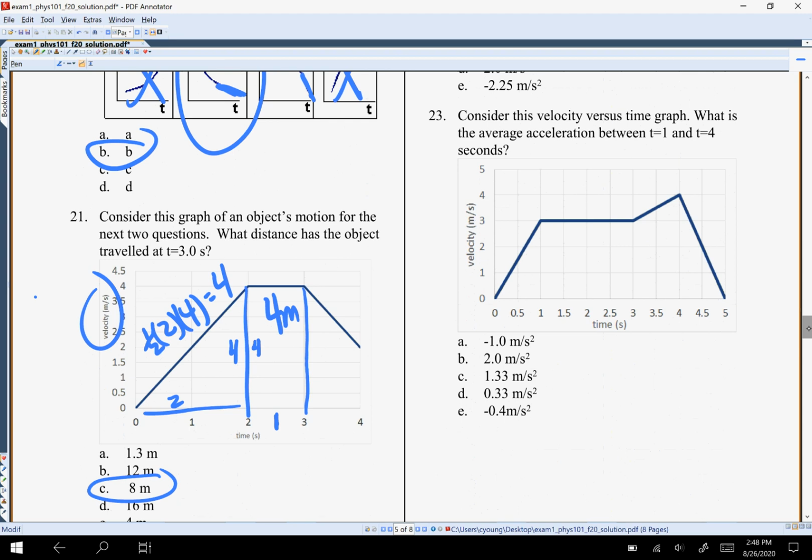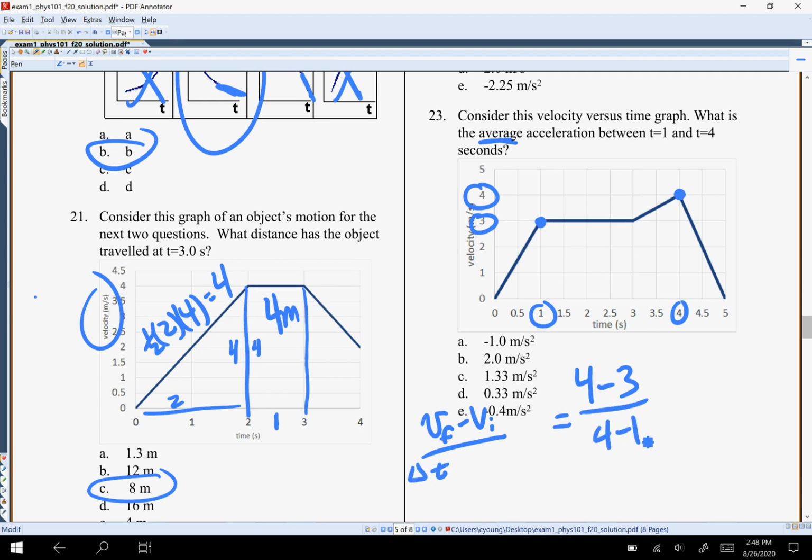So this velocity versus time graph, what is the average acceleration? Make sure you catch that word between t equal 1 and 4 meters per second. So that would be V final minus V initial, 4 minus 3, over my change in time, which is going to be between 1 and 4 seconds. So 4 minus 1, that's 1 over 3, or 0.33. So D is number 23.